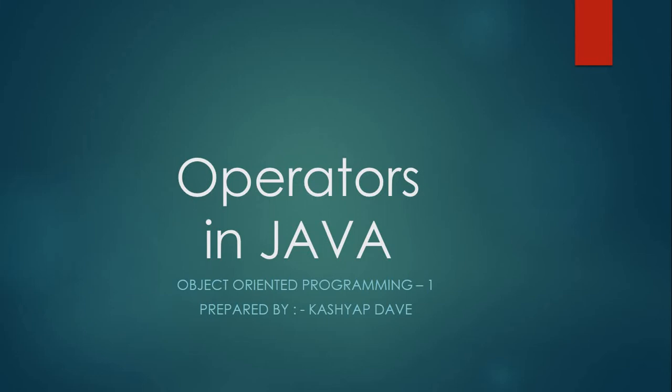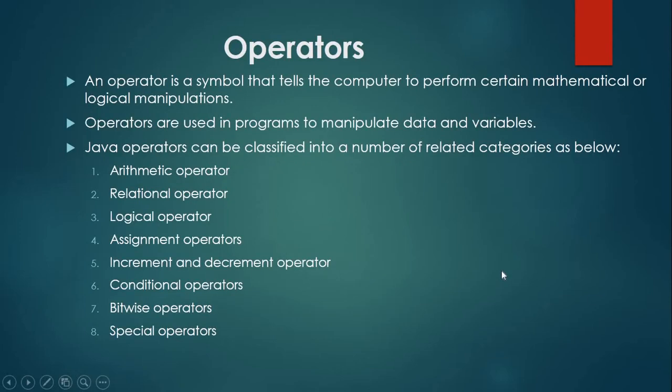In today's video lecture, we are going to discuss operators in Java. So all of you know the meaning of operator. Let's see its definition. An operator is a symbol that tells the computer to perform certain mathematical or logical manipulations. Operators are used in programs to manipulate data and variables. Java operators can be classified into a number of related categories as below.